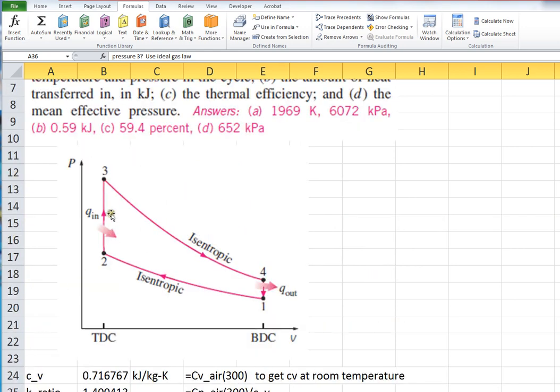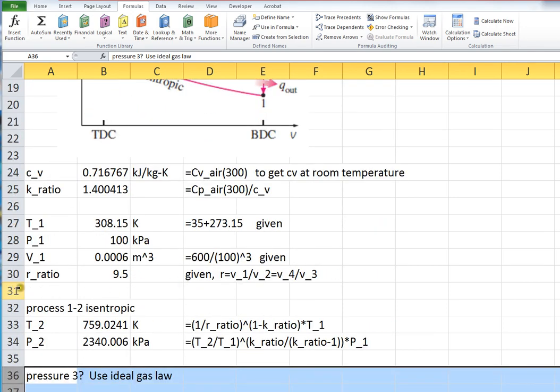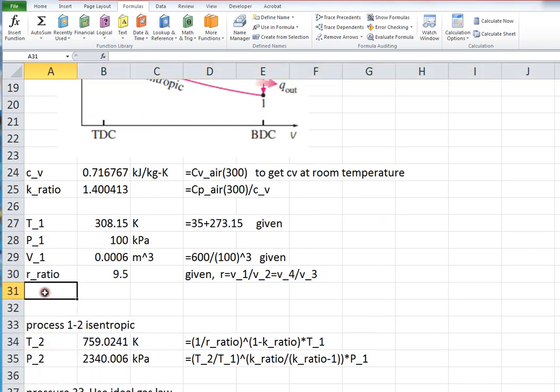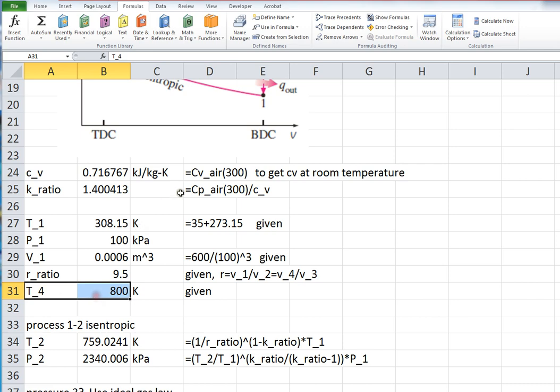How can we find temperature 3? Well, without having any knowledge about Qn, we can't find it from here, from 2 to 3. But again, looking ahead to 4, we know the temperature 4. So we can find temperature 3 by using this isentropic relationship. So he said temperature 4 is 800 degrees K, and I haven't recorded that. And so let's see if we can piece that together then.